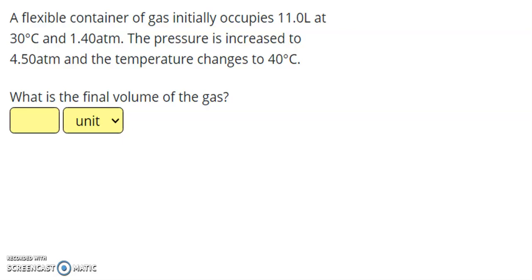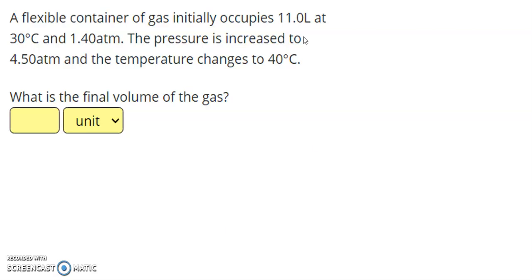This is the video for the combined gas law problems in the gas laws unit. The problem says a flexible container of gas initially occupies 11 liters at 30 degrees Celsius and 1.4 atmospheres. The pressure is increased to 4.5 atmospheres and the temperature changes to 40 degrees Celsius. What is the final volume of the gas?